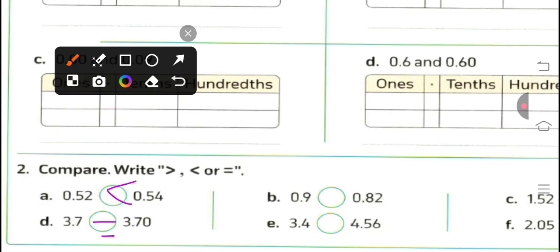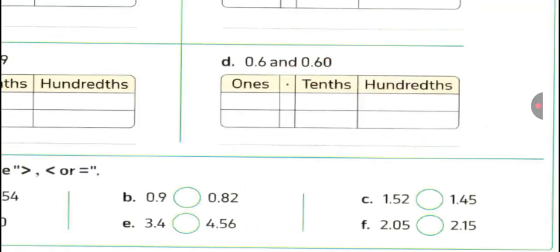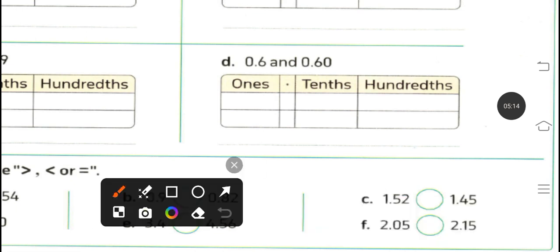0.9 and 0.82. 0 and 0, 9 and 8, so this is greater than. 3.4 and 4.56 hundredths. 3 and 4, this is less than, without completing the number. 1.52 hundredths and 1.45 hundredths. 1 and 1, 5 and 4 is greater than. 2.05 and 2.15. 2 and 2, 0 and 1 is less than.